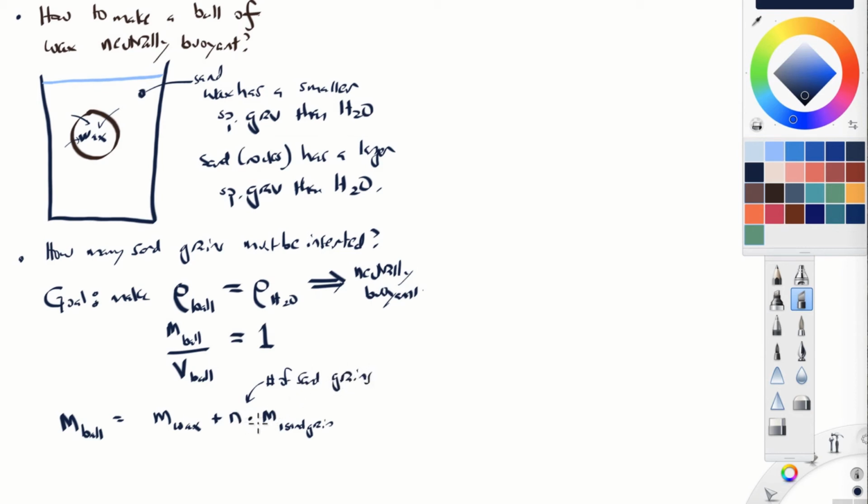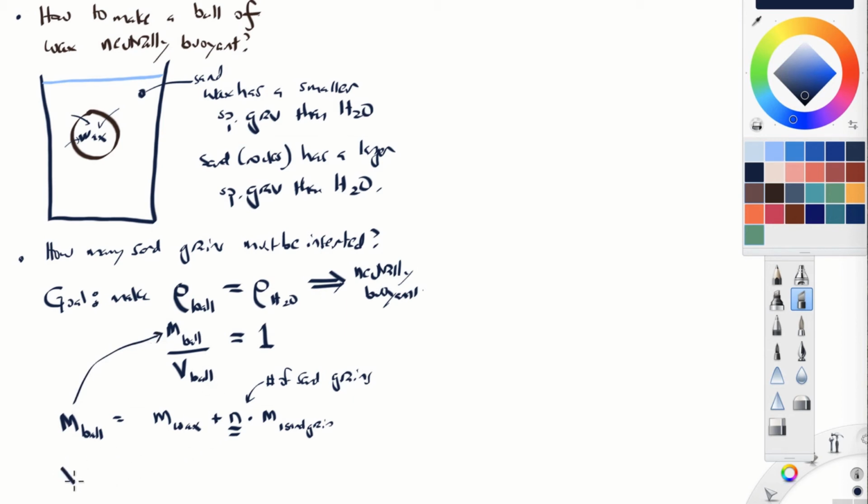So, for instance, if we have 1 sand grain, we would just add on to the mass of the wax the mass of 1 sand grain. If there were 2 sand grains, you take 2 masses of a sand grain, 3, and so on. So n is the number of sand grains. And what we're trying to do is basically solve for this n. That's eventually what we're going to try to figure out. Okay, so this expression here is going to go up there with the mass of the ball.